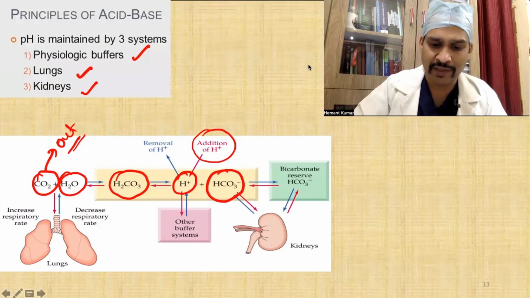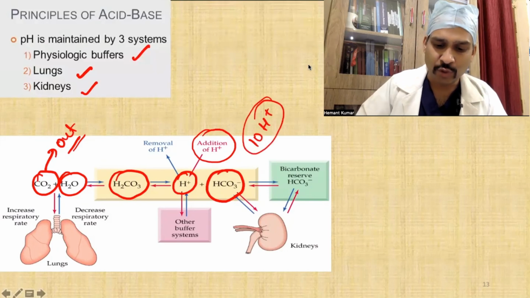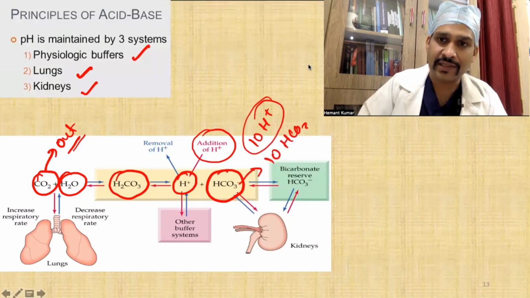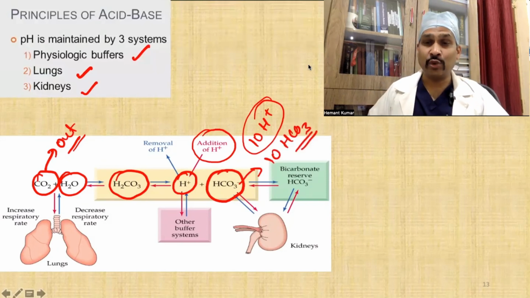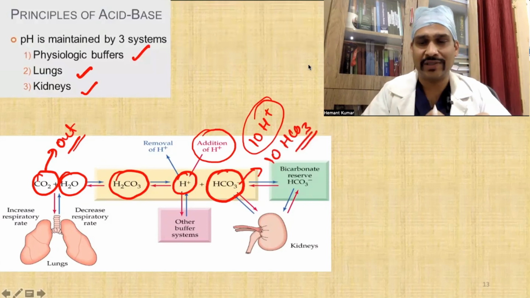So say, for example, 10 H ions came inside. So 10 bicarb will get consumed to neutralize the acidosis.